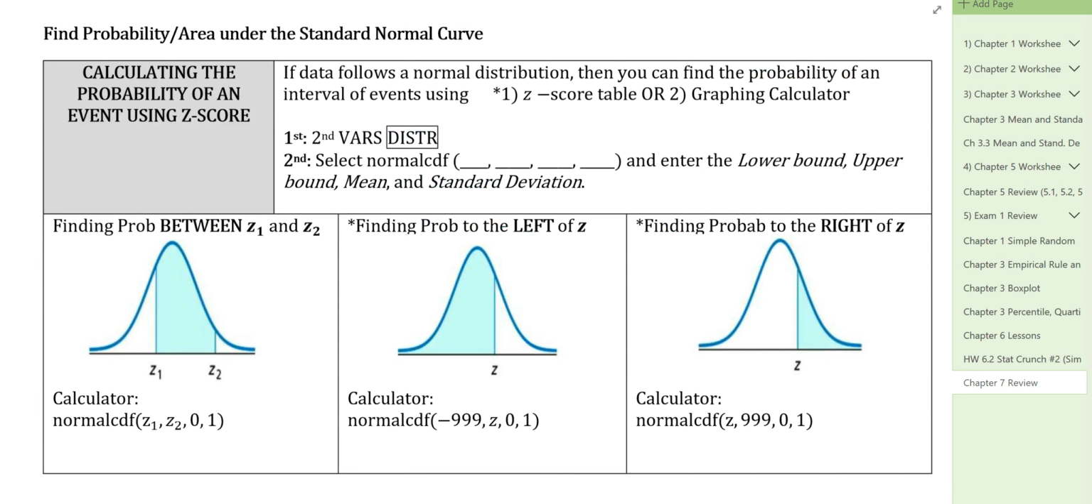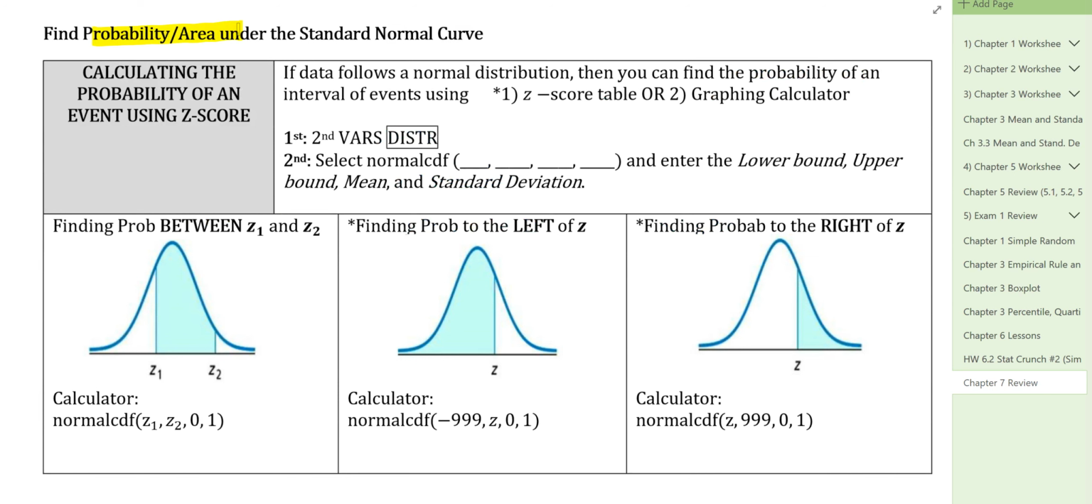Now, when we work with the normal distribution, there are generally two things we're looking for. We're either looking for probability, or area under the standard normal curve, or we're looking for a z-score, some sort of score. Let's break it apart first and go over how to find area or probability using a calculator.